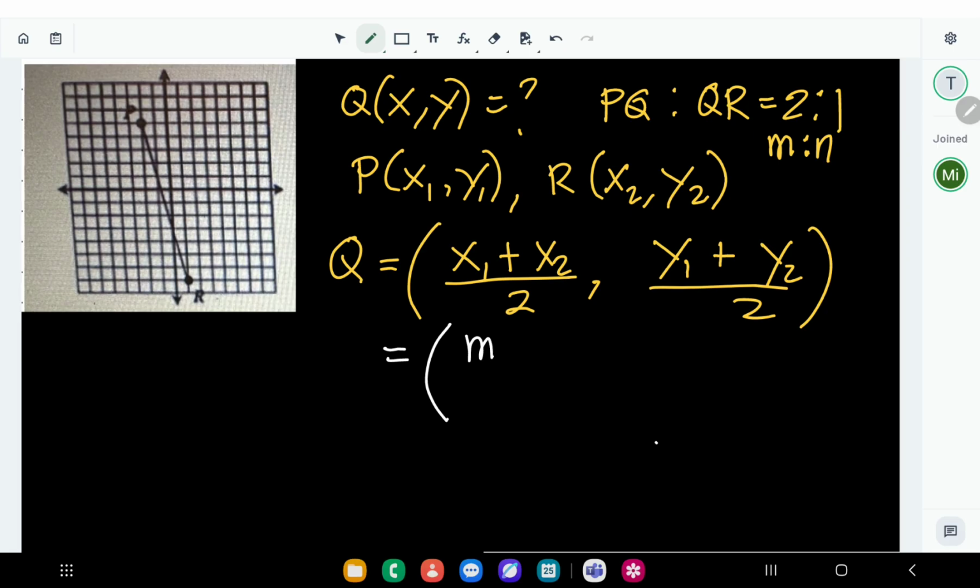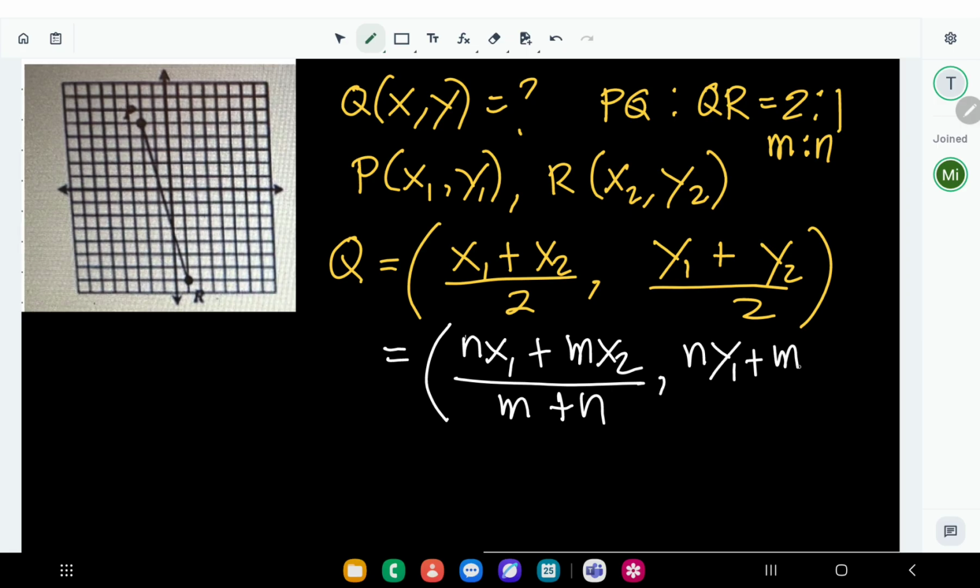m corresponds to the x value. So this would become n x sub 1 plus m x sub 2 over m plus n, and then n y sub 1 plus m y sub 2 over m plus n. Yeah, we use the ratio.